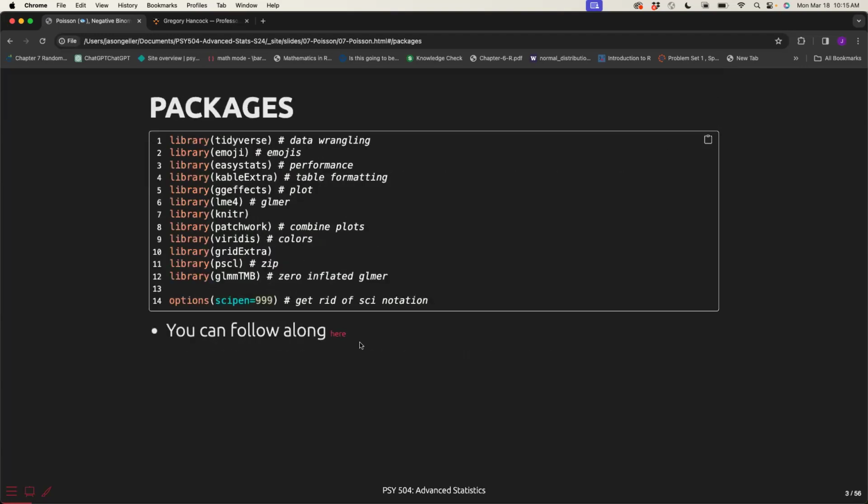As always, you can follow along by clicking on this link here, and it'll take you to the Quarto document that you can open up in RStudio. And these are the packages that I'm going to be using for this lecture today.